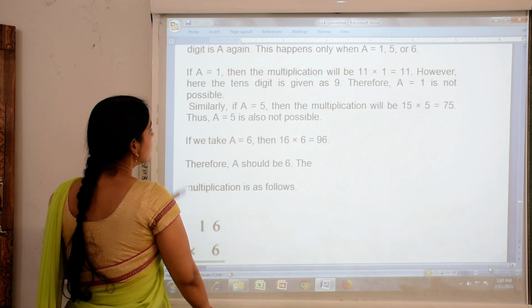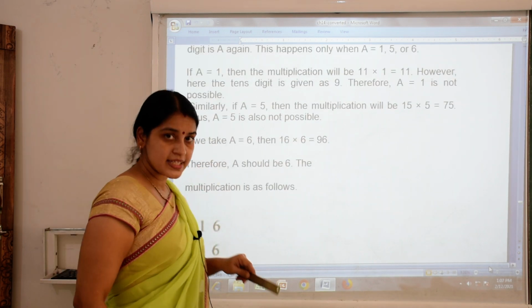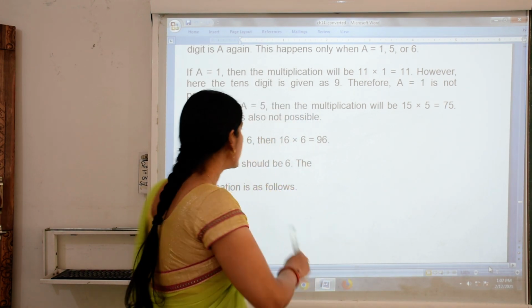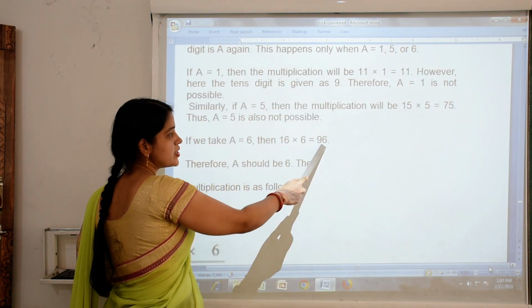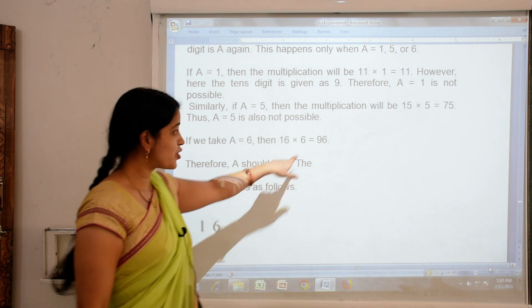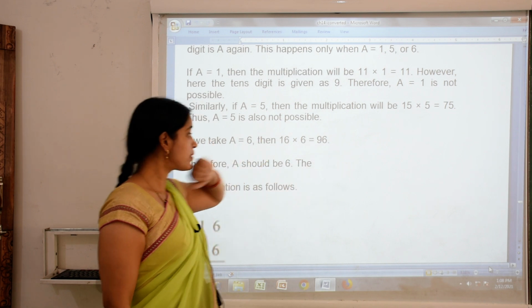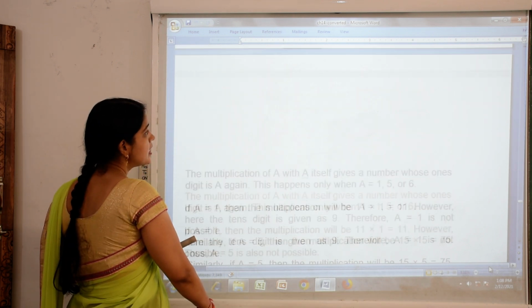In third case, we choose a equal 6, because 6 6 are 36. So here comes 16 into 6, which is equal 96. So here we are getting our number 9 also. Okay. It means a should be 6.